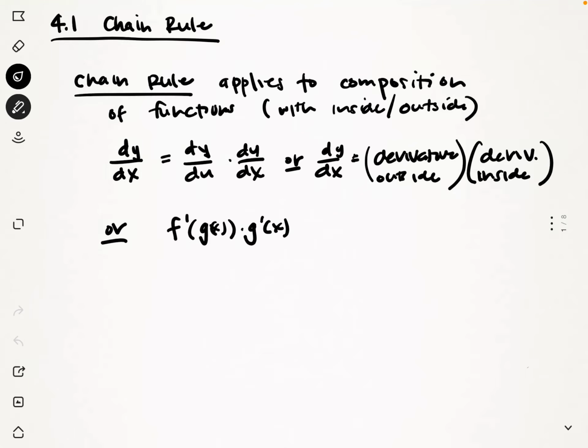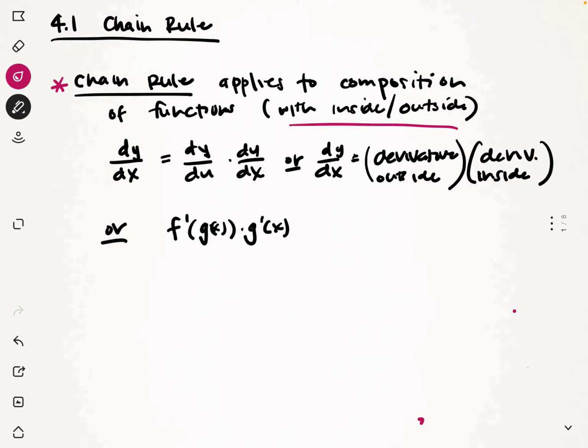Today we're starting into a new chapter, but we're still doing derivative stuff. We're going to be doing derivative stuff for the whole first semester. So 4.1 is the chain rule. Now, the chain rule applies to compositions of functions, meaning functions with an inside and an outside. And we're going to see why in a second.